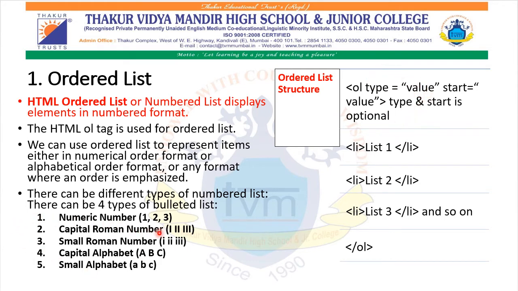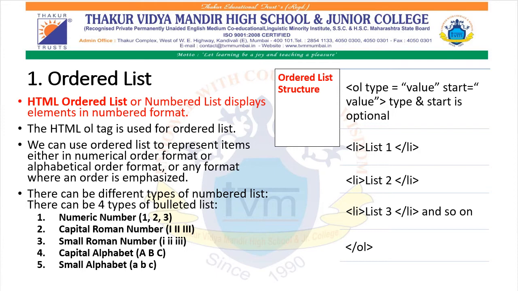In the start attribute we define the sequence from where the bullet will start its sequence. All the list items are written between the open li and close li tags, and all the list items are written between the open OL tag and close OL tag. Now let us see the type attribute used in the OL tag.